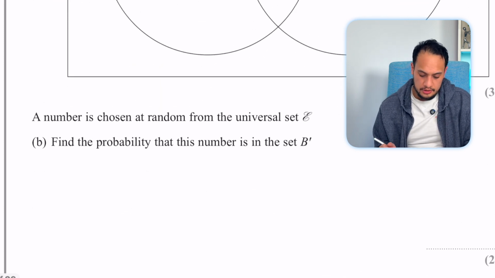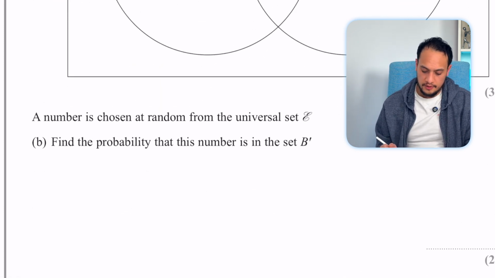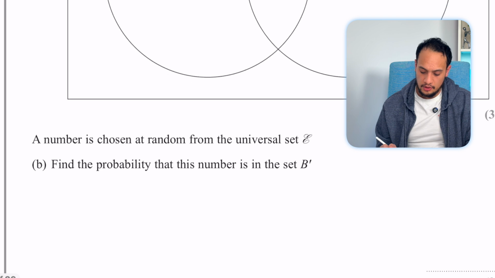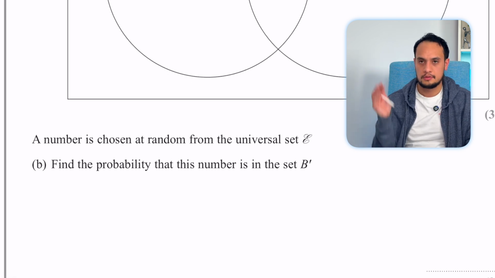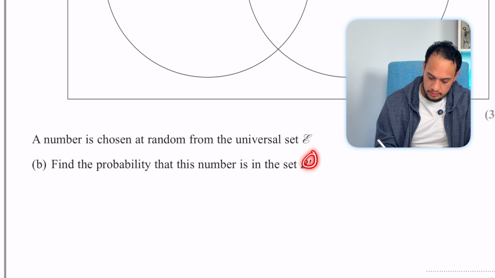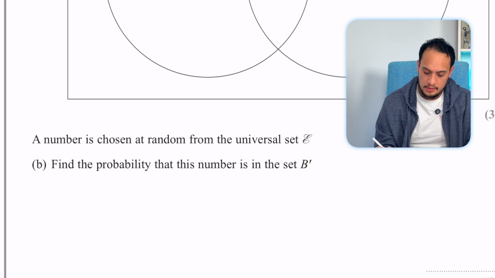A number is chosen at random from the universal set. Find the probability that this number is in the set B complement. And then you've got a B and you've got a complement sign. So you can see this little apostrophe-like thing.